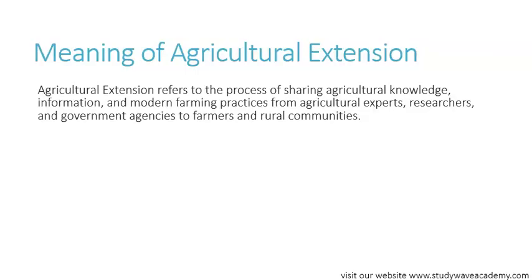Agricultural extension refers to the process of sharing agricultural knowledge, information, and modern farming practices from agricultural experts, researchers, and government agencies to farmers and rural communities. Agricultural extension is aimed at facilitating the exchange of knowledge and information between agricultural experts and farmers. Okay? Do we understand?